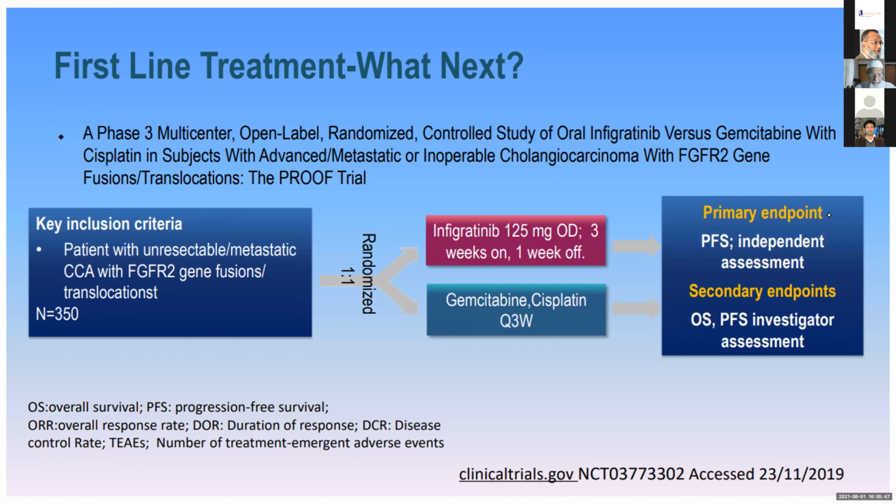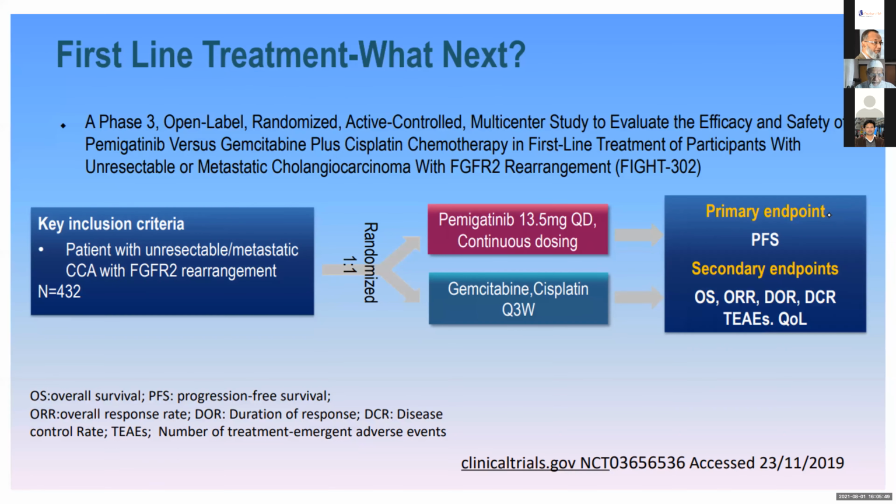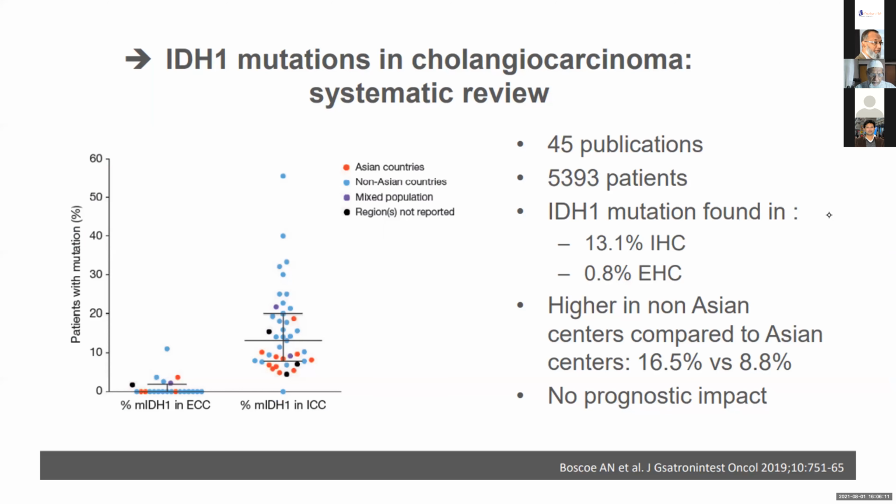There is another trial going on, FIGHT-302, also targeting the FGFR2 rearrangement. Patients were randomized 1:1: one arm gets pemigatinib as a continuous dose, and the other arm gets gemcitabine and cisplatin. In intrahepatic cholangiocarcinoma, there is a high number of IDH1 mutations. It was found that the IDH1 mutation is seen in 13.1% of patients in intrahepatic carcinoma, whereas it is 0.8% in extrahepatic cholangiocarcinoma.